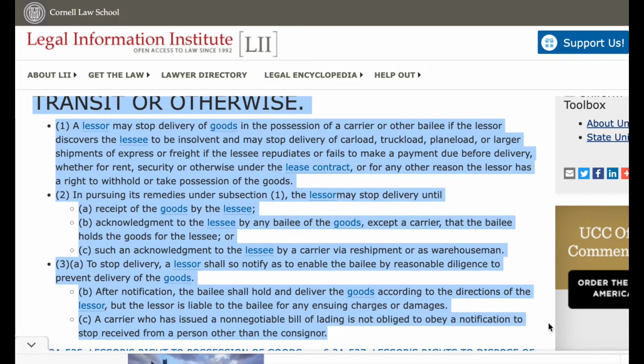3. a. To stop delivery, the lessor shall so notify as to enable the bailee by reasonable diligence to prevent delivery of the goods. b. After notification, the bailee shall hold and deliver the goods according to the directions of the lessor, but the lessor is liable to the bailee for any ensuing charges or damages. c. A carrier who has issued a non-negotiable bill of lading is not obliged to obey a notification to stop received from a person other than the consignor.